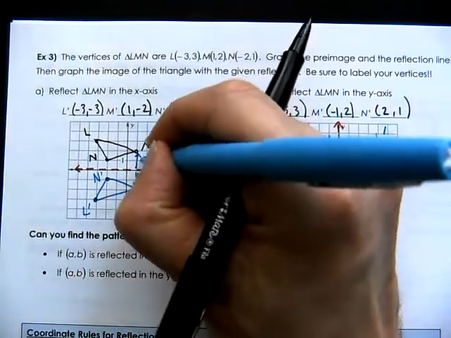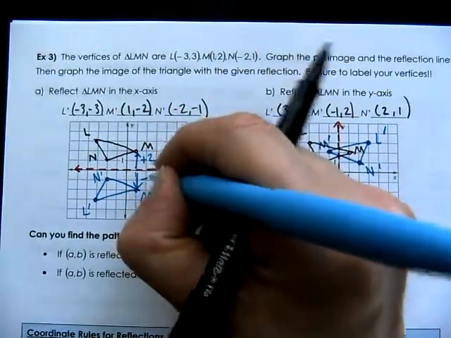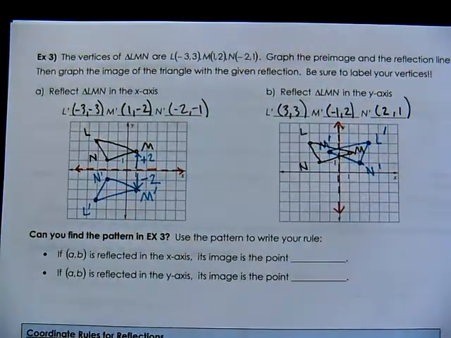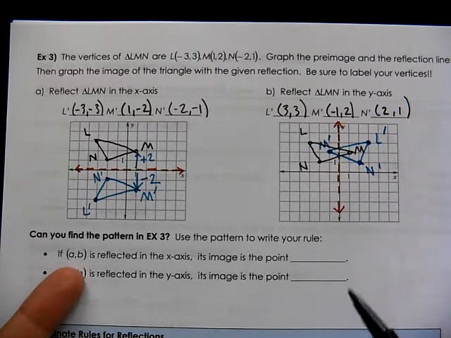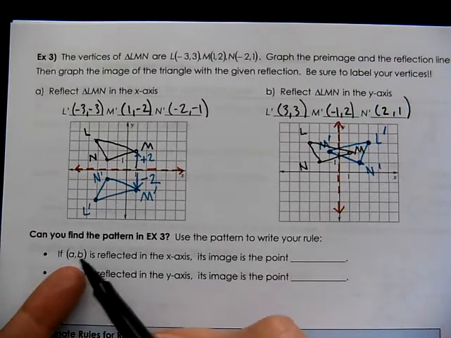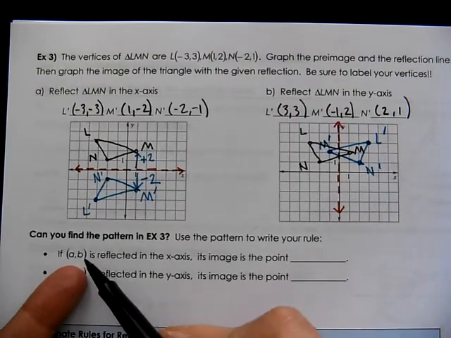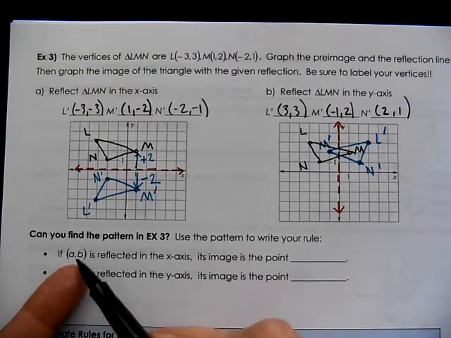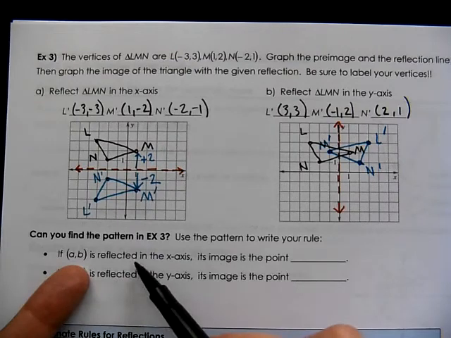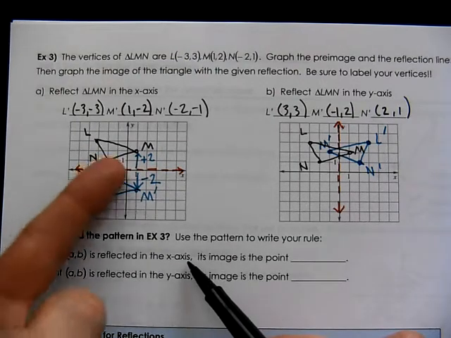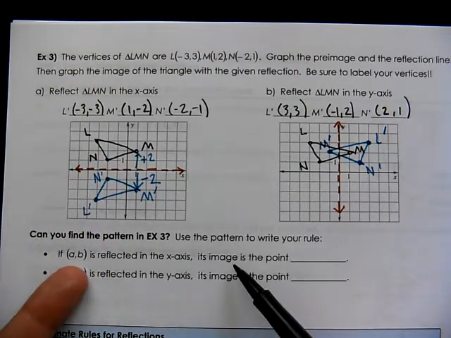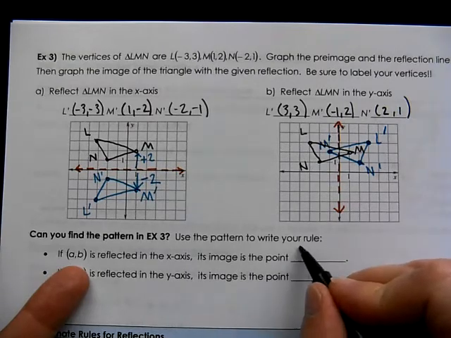That distance above the x-axis is now below the x-axis, and so that distance is also the coordinate point. So this is our first pattern. Sometimes we'll use a comma b instead of x comma y, but it still means the same thing. We have a coordinate point. So if we have a coordinate point and it is reflected in the x-axis, like what we saw here, then the image is, so let's write that down as a rule.